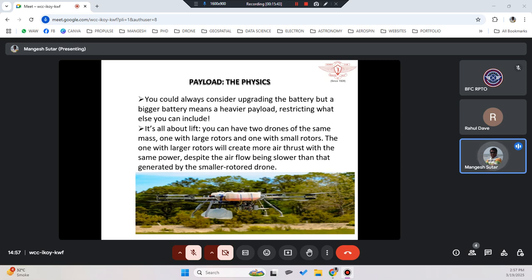If you want more thrust to be generated, you may think about not having a quadcopter, but putting on a hexacopter or maybe an octocopter. So depending upon your use case, the weight you have to pull up and the functions you have, accordingly you will design the drone.